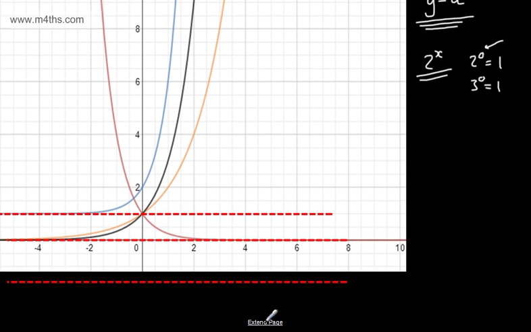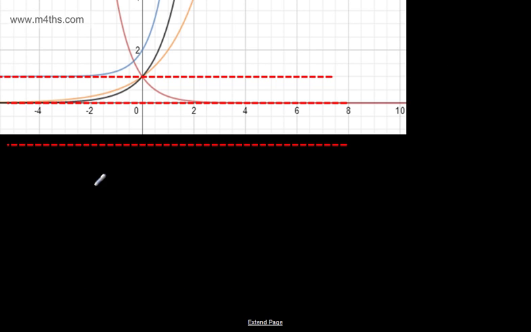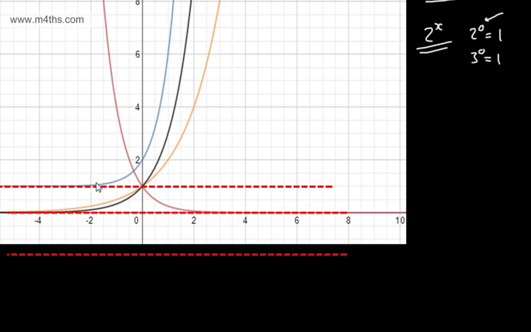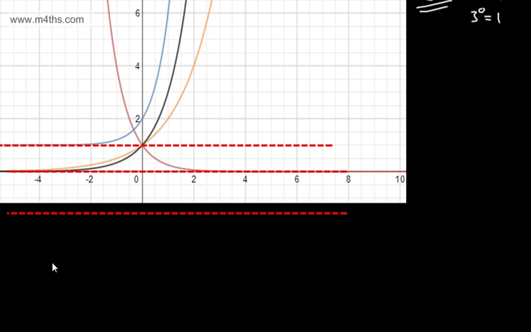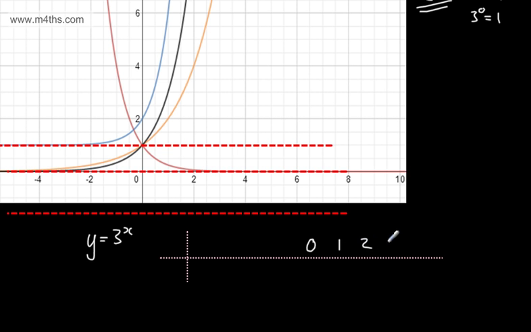So let's have a look at one of these. Let's do y is equal to 3 to the power of x. We can take values of x and find the corresponding y values. So just putting this in a little table. Let's go for some positive numbers. Let's start from 0. We will take 1, we will take 2, we will take 3, and we'll take 4.